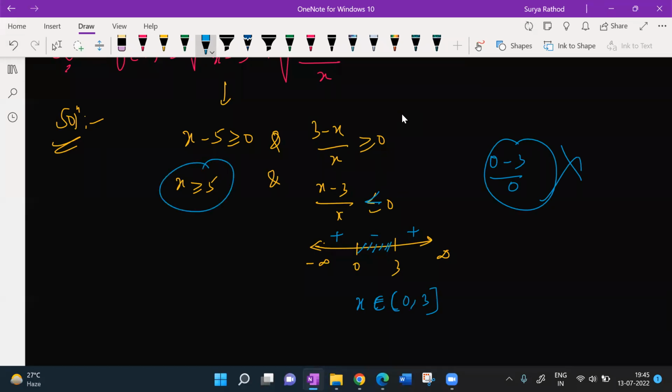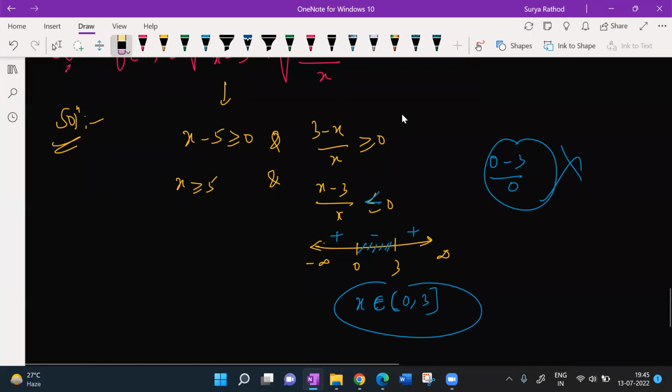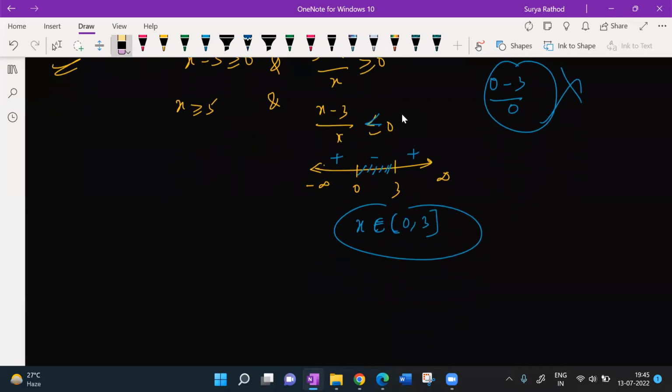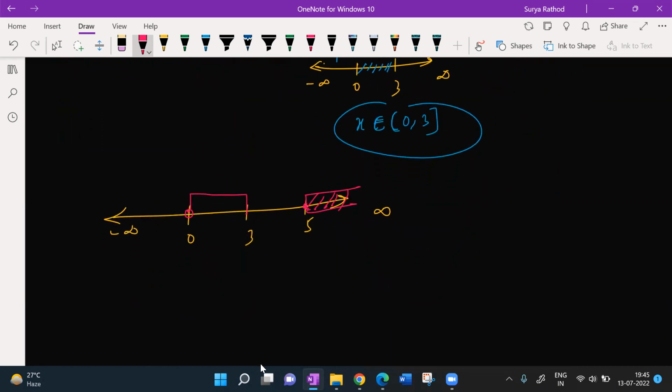Now what is in here? You got this and you got this. Now let us plot the overall on the number line. So 0, 3, 5 here, plus infinity. 0 to 3, open bracket means we are not including this 0. And x greater than 5, I'm saying. Greater than 5 means this is the region greater than 5. So what is your domain? What is the final domain?